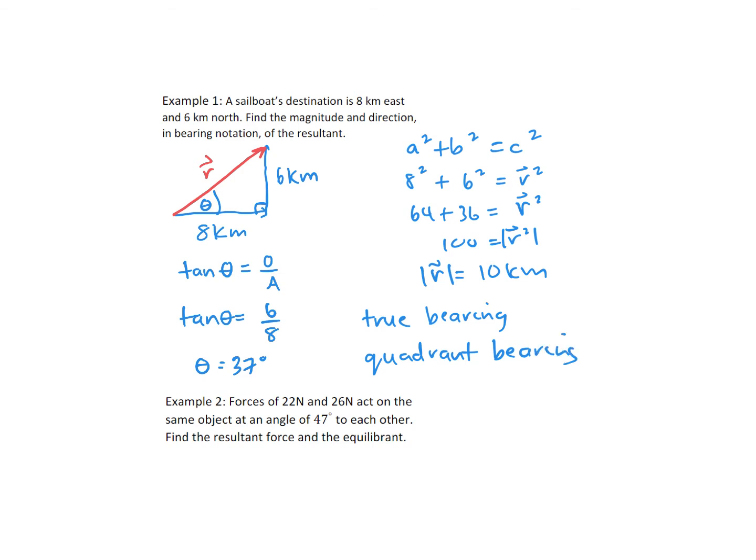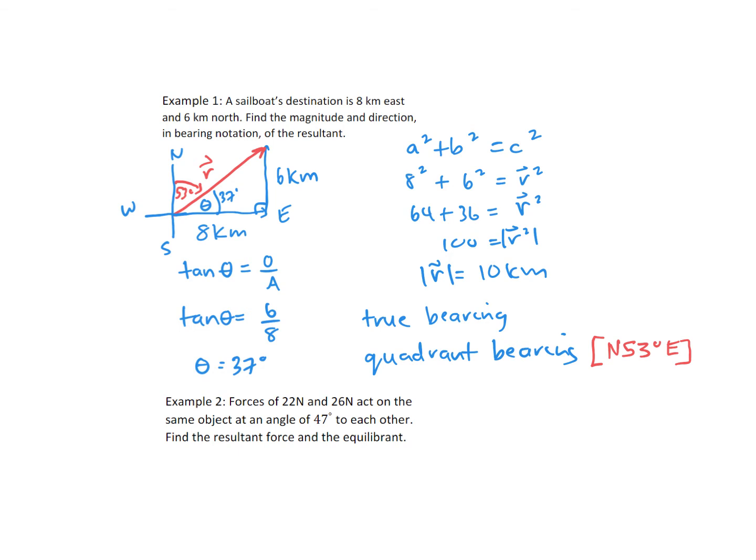Okay, so if it is a quadrant bearing, let's draw our north, south, east, and west. We found this angle to be 37. If I were doing a quadrant bearing, I would need to know the angle that is from north in the easterly direction. So I would have to do 90 minus 37, which is 53. So my quadrant bearing would be starting at north, I am heading 53 degrees towards the east.